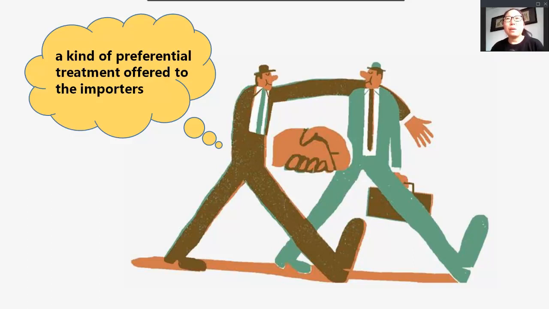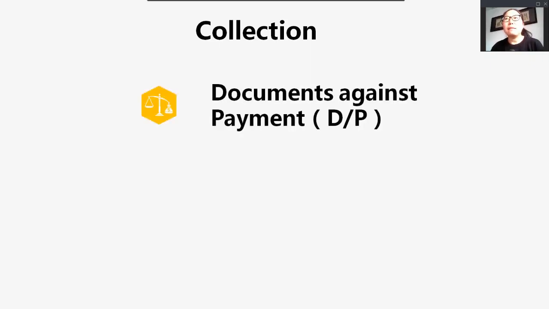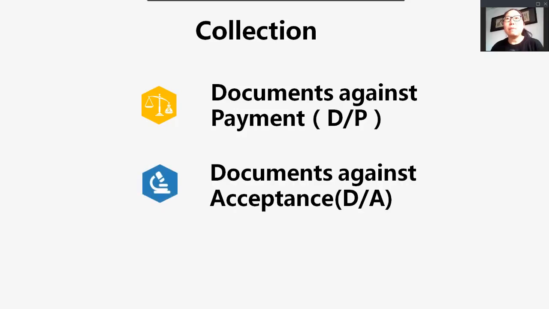This is what we know about remittance. Here I give you a brief introduction. Now let's come to collection. Collection is another mode of payment in international trade. And collection can be divided into documents against payment, DP, and documents against acceptance, DA.